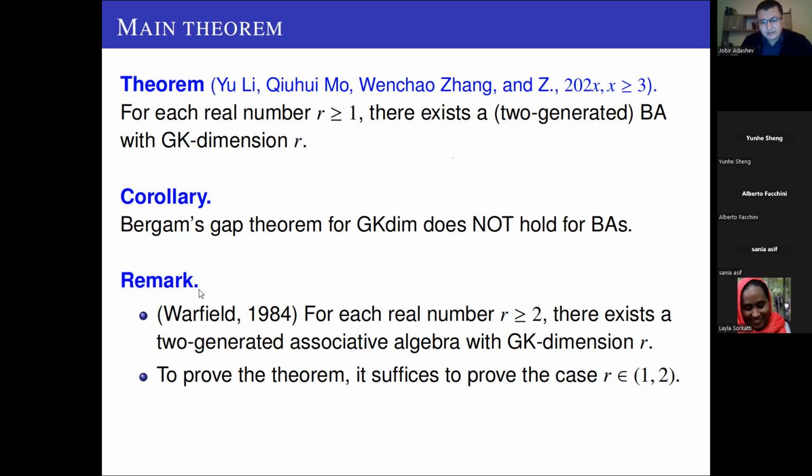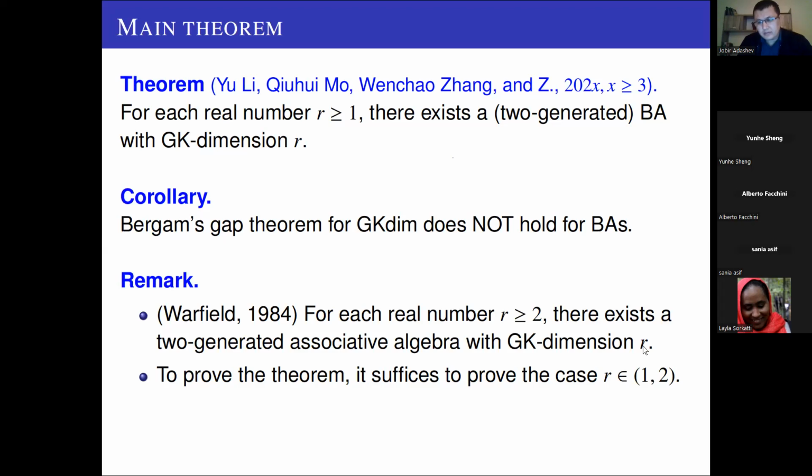Recall that here we want to show that for any r greater than or equal to 1, we have some brace algebra with GK dimension r. We already know that for each real number r greater than or equal to 2, there exists a two-generated associative algebra with GK dimension r.